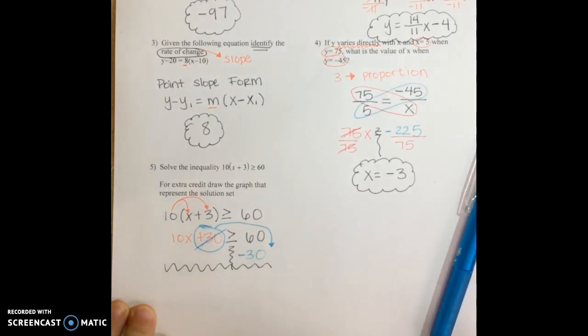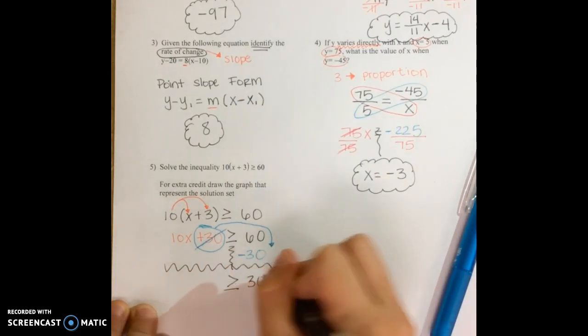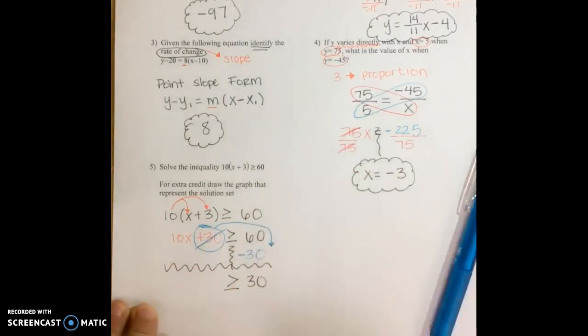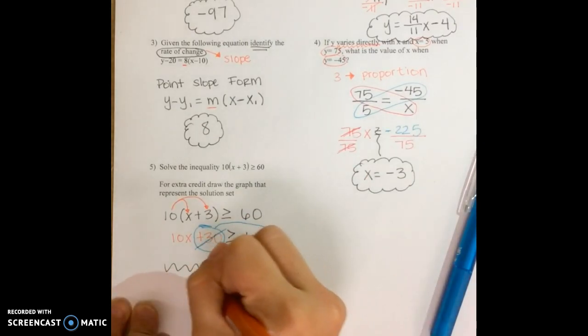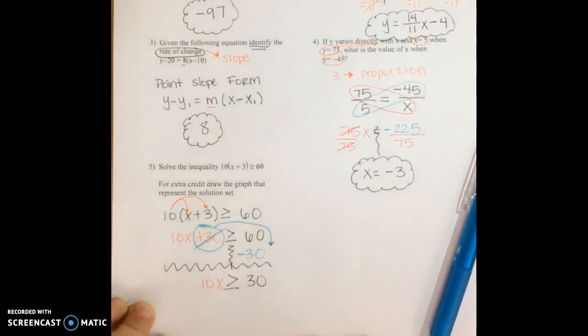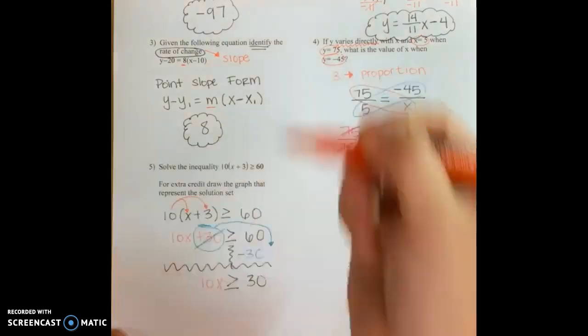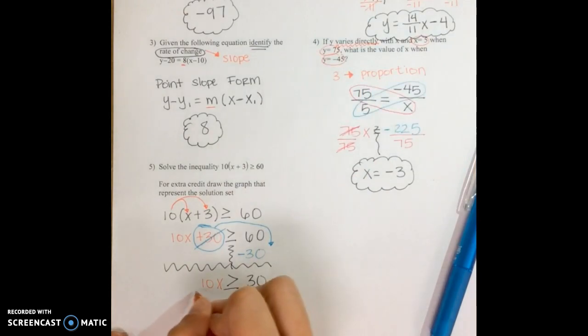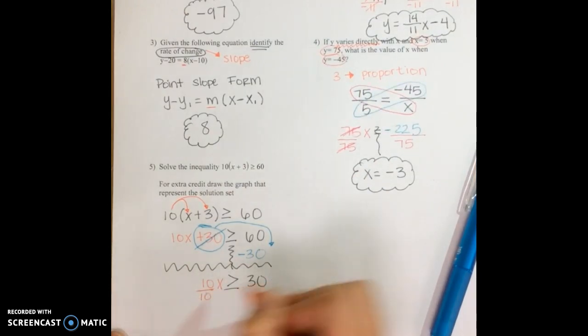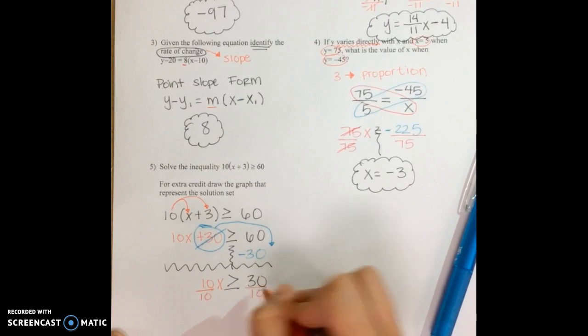Right here, I get an actual number, so I'm going to keep this symbol like this. 60 minus 30 is 30. I'm allowed to do that because they're both constants. And then on this side, all I have left over is that 10x. I want the x by itself. What's bothering it now is that 10. Since they are multiplying, in order to move it, I have to divide. So divide by 10, divide by 10.